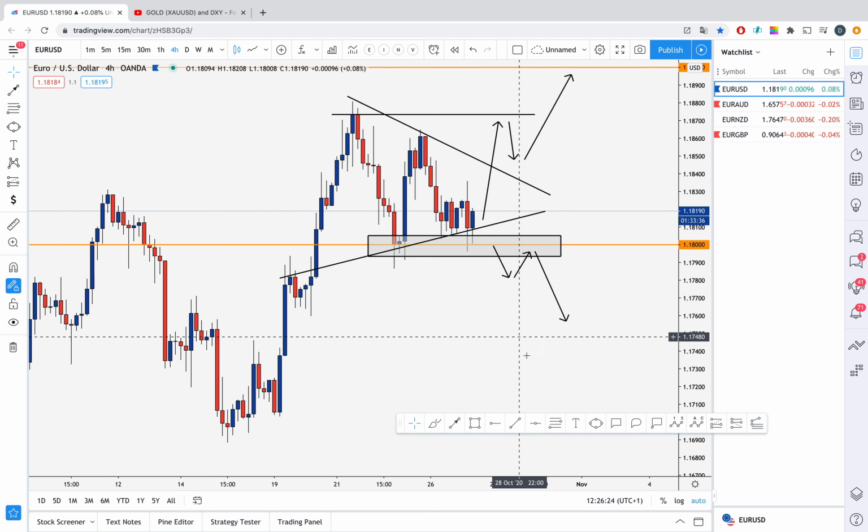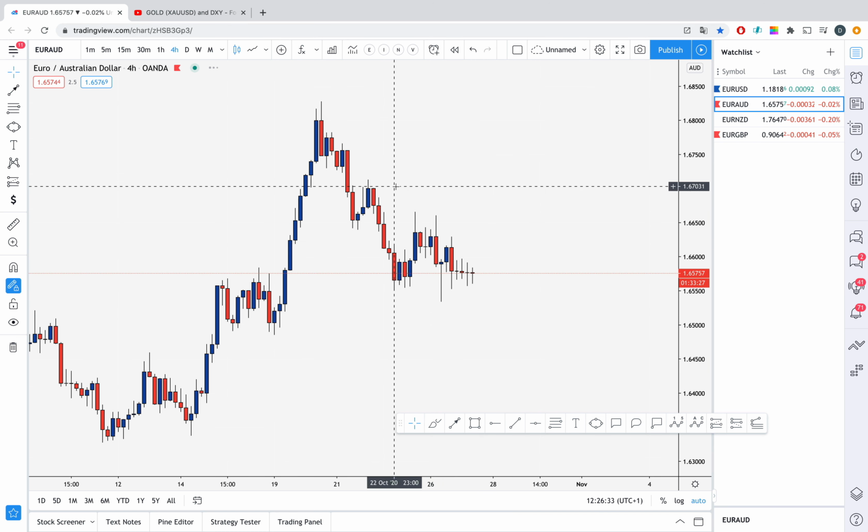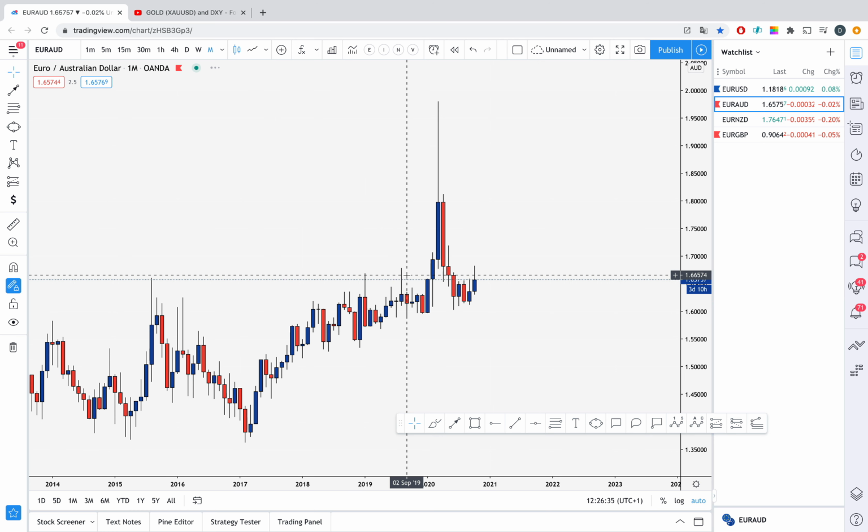And your task right now is just to monitor price action to find your entry for a potential long opportunity or for a potential short opportunity. That's it. Let's have a look at EURUSD.